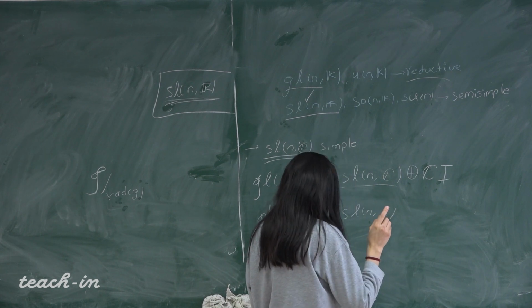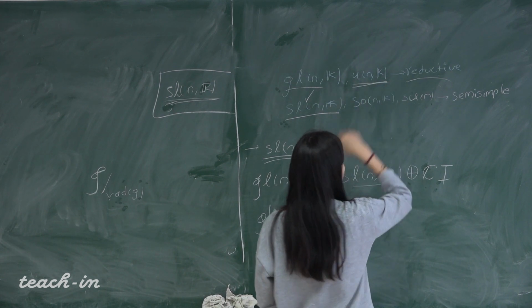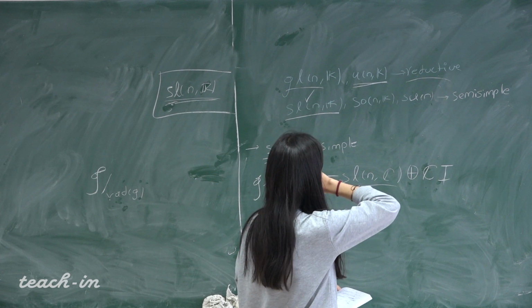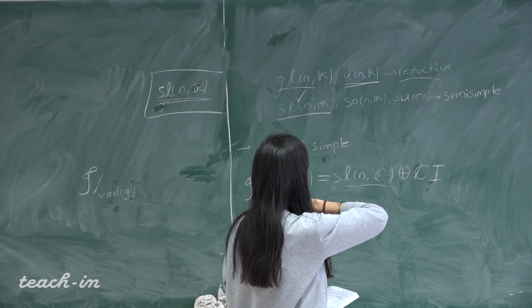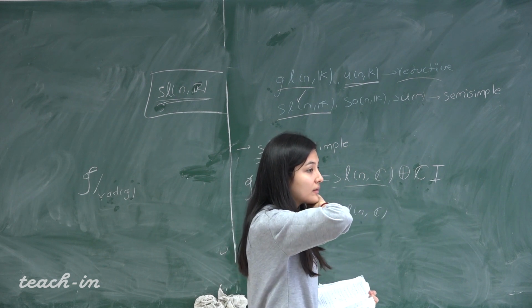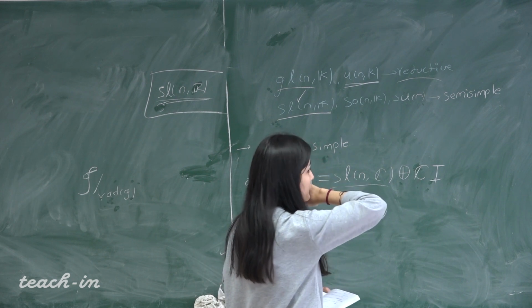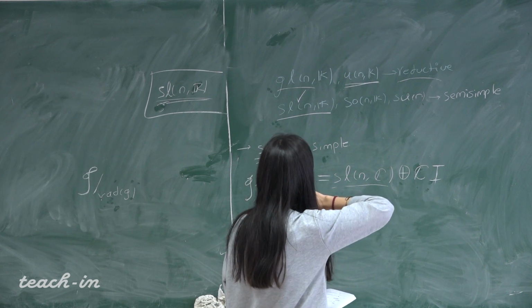Okay, wait, I need to think about U(N). I want to prove that this is reductive. So again, I need to think about the center of this algebra.